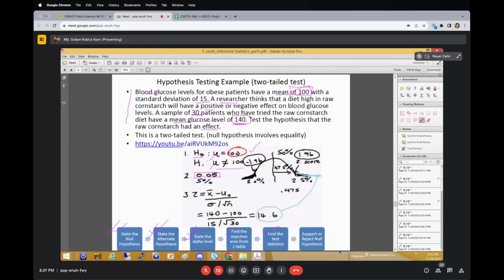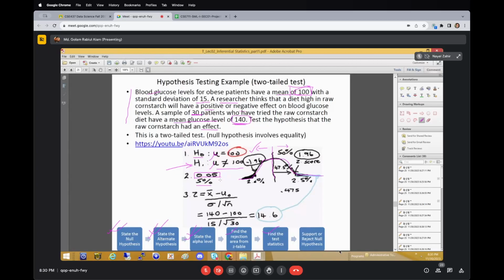And for the normal distribution, from our previous day's lecture, the data follows this kind of distribution. So here, 50% we will get in this part, and 50% in this part. Now we can see here the 0.05. That means 5%, and this testing is a two-tailed test.